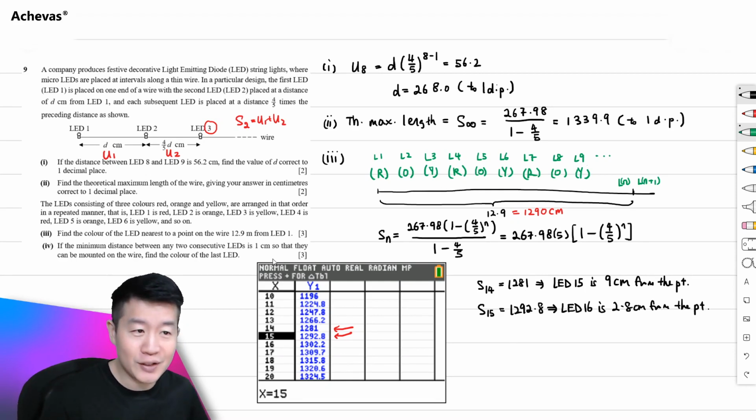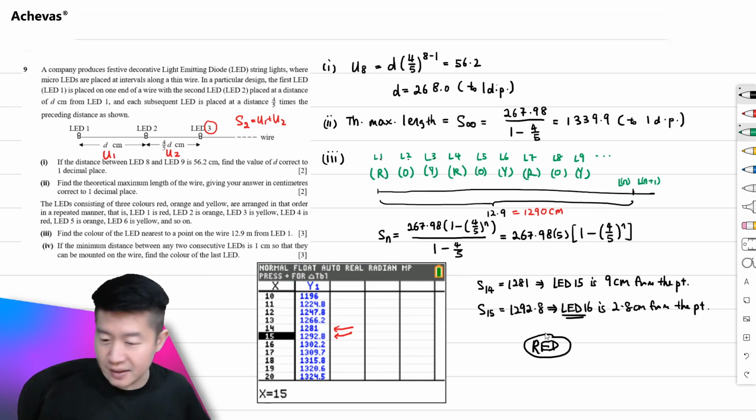Okay, so which LED is going to be the closest possible to this 12.8? It is going to be LED 16. Okay, so LED 16 is the nearest. And if LED 16 is the nearest, what is the color that we are expecting? If it is LED 1, LED 2, LED 3, ROY, it means all the way until LED 15, it is at Y, correct? So which means that LED 16 should be red. Okay, so this is my answer.